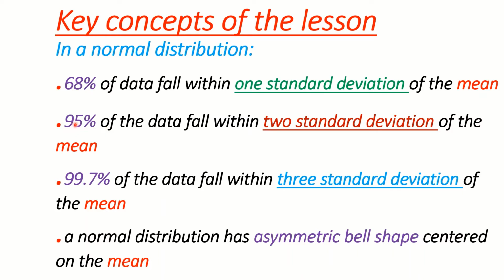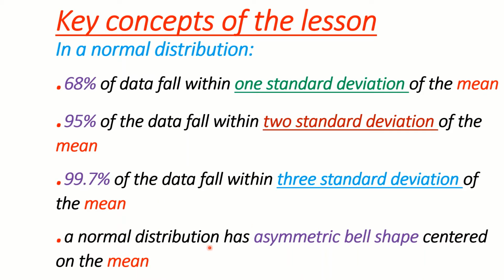And again, 95% of the data fall within two standard deviations of the mean. At the same time, to the right and the left of the mean, there will be 95% of the data which will fall in two standard deviations. 99.7% of the data fall within three standard deviations of the mean. The same thing is true to the right and left of the mean.